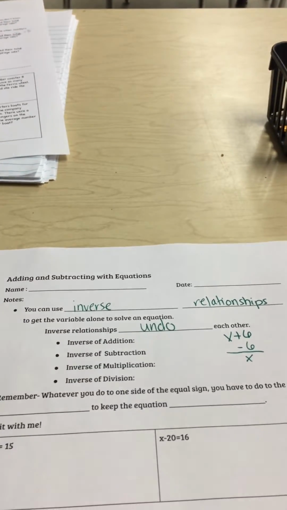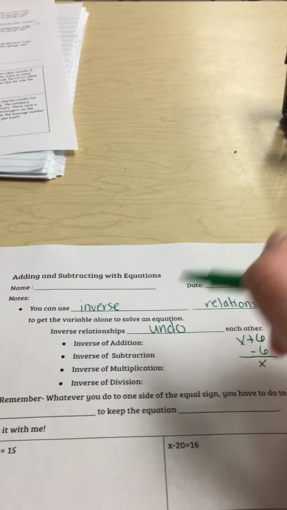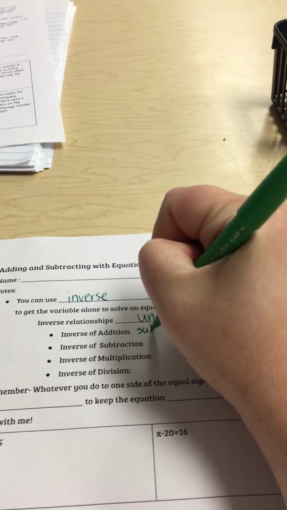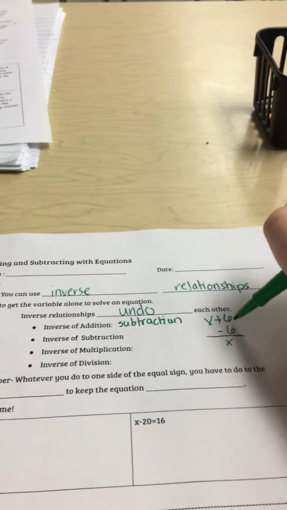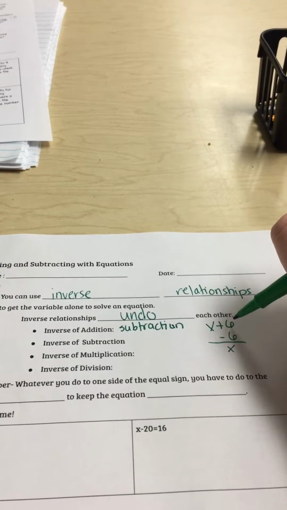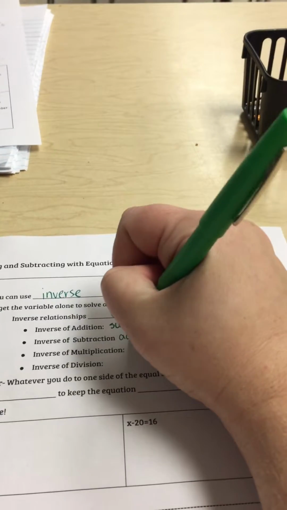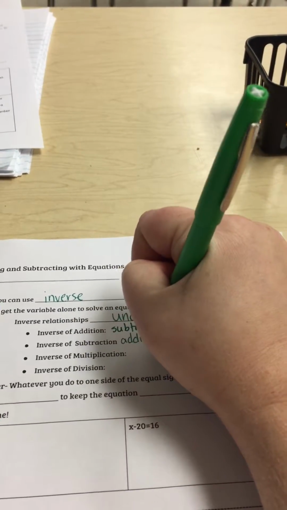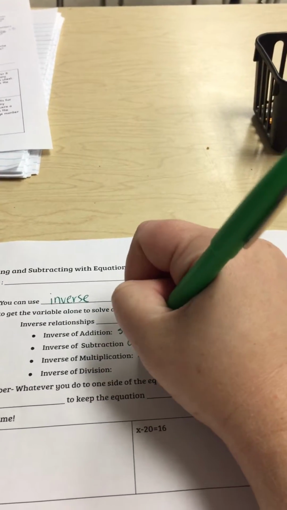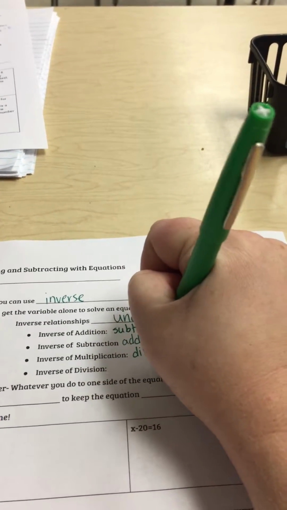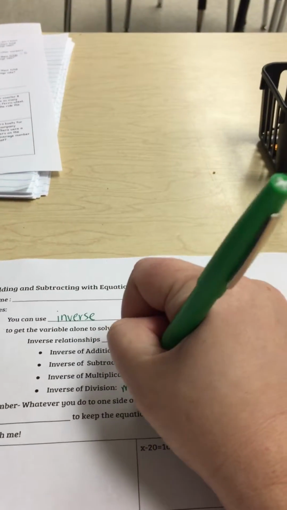So let's talk about what the inverses of each operation are. If I want to do the inverse or the opposite of addition, I would do subtraction. You can see in our example, subtraction undid addition. The inverse of subtraction is addition. I'm sure you've guessed by now, but the inverse of multiplication is division, and the inverse of division is multiplication.